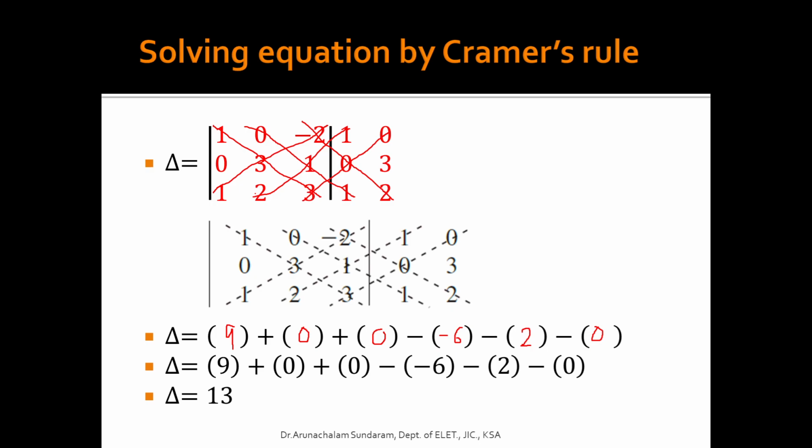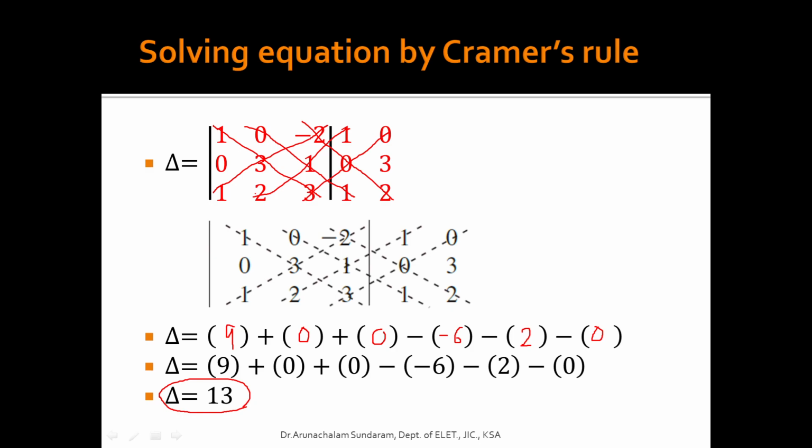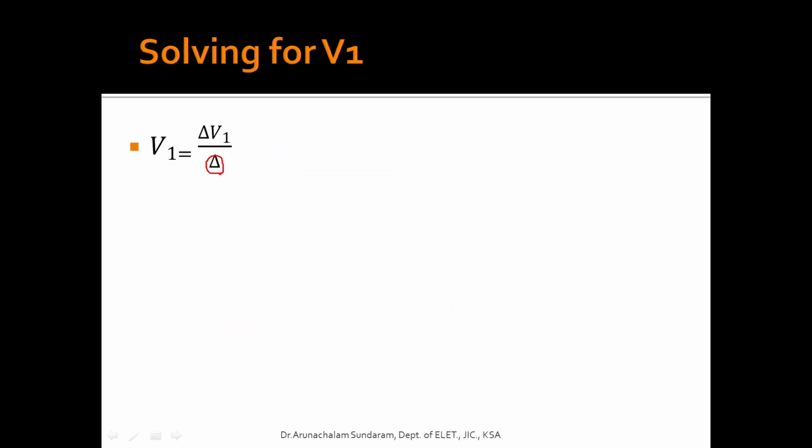So the first thing in Cramer's rule is to find the delta. After you find the delta, we can solve for V1. So what is V1? Delta V1 by delta. So what is this delta? Delta we already found out. Delta is 13. So the denominator we know, we have already calculated the denominator.